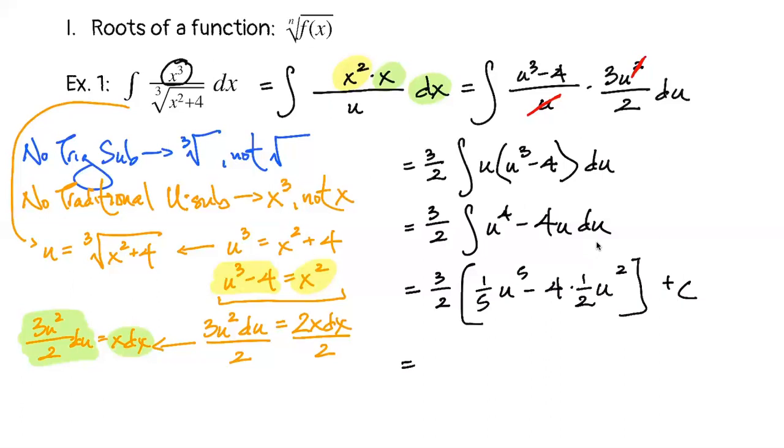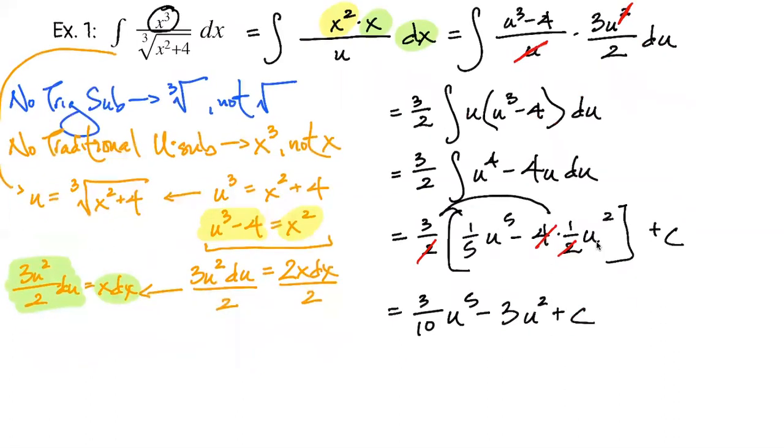And we're going to go ahead and distribute this 3/2 to the first and the second term. So I'll end up with 3/10 u to the 5th minus, let's see, this 4 and those 2 go away, so I just have a coefficient of 3. So minus 3u squared plus c.